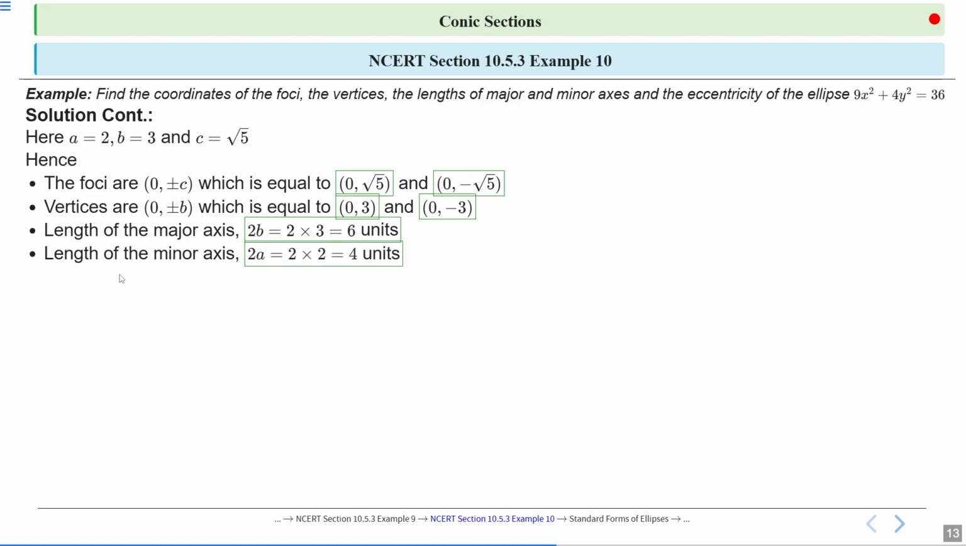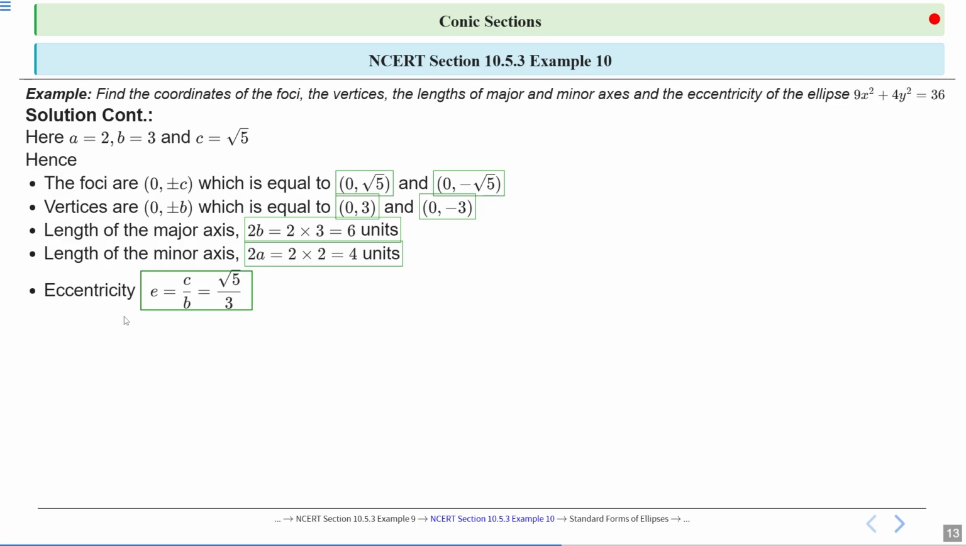Okay, so length of major axis is 6 units. And length of minor axis is basically 2 times a, that means 2 times 2, equal to 4 units, since we have here a is equal to 2. So length of minor axis is 4 units.